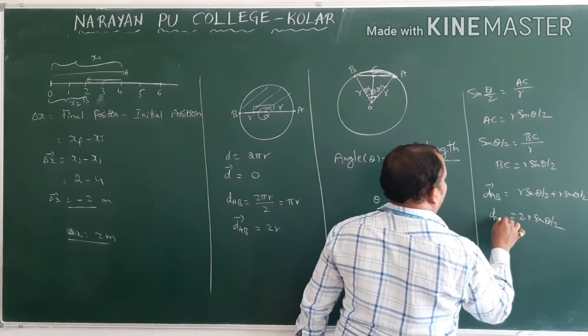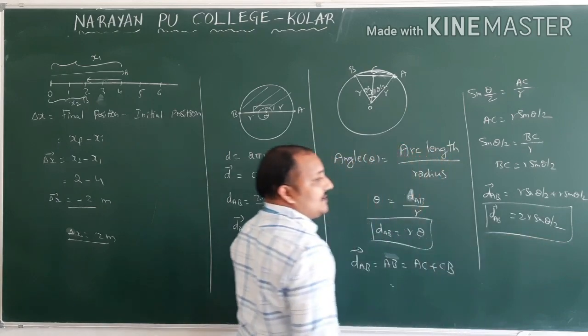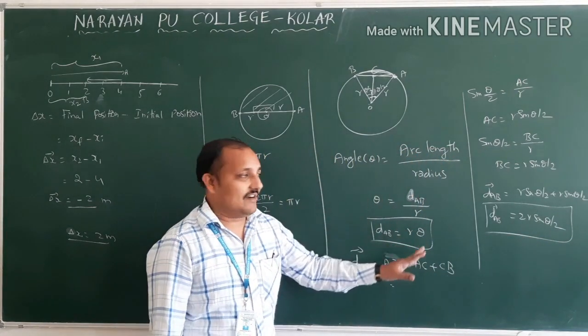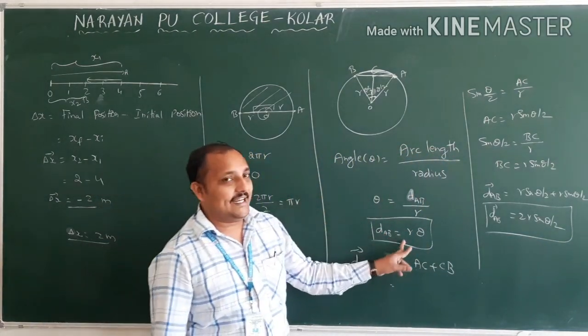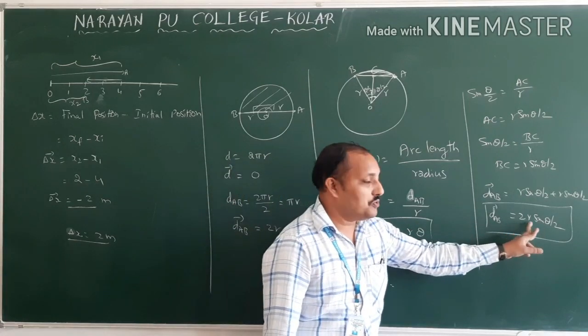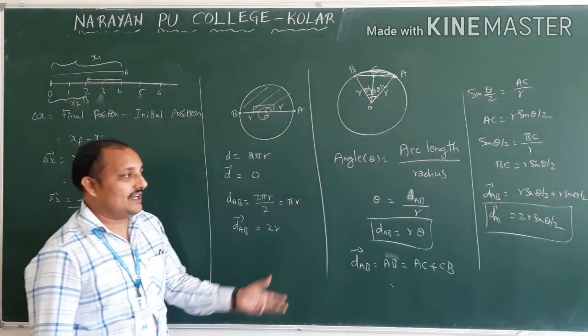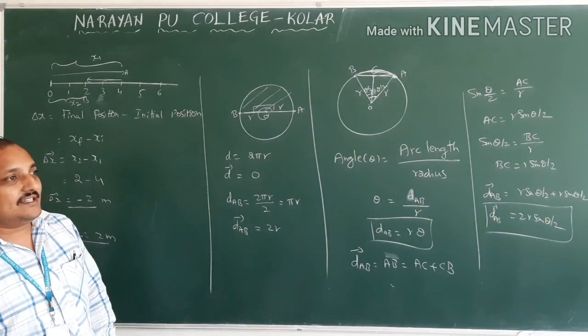This is the formula for displacement between any two points. Derivation is not required for you. So distance means theta r, and displacement means 2r sin theta by 2. If you know theta and r, you will get the distance or displacement.